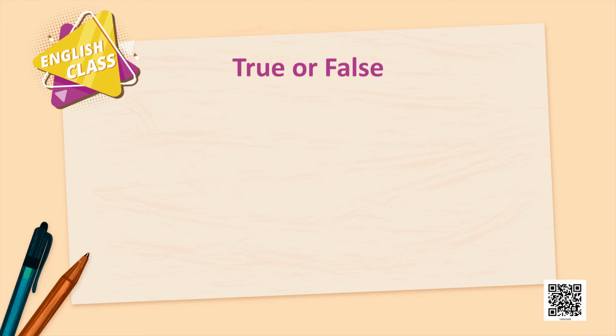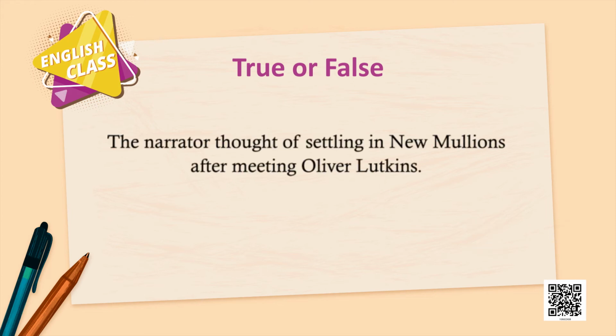Now, to the eighth one. The narrator thought of settling in New Mullions after meeting Oliver Lutkins. Yes, Suhani, true or false? I guess this is true. Incorrect. The narrator was very impressed with Bill, but not with Oliver. He wanted to settle there earlier, but he was embarrassed later when he knew that Bill was Oliver himself.